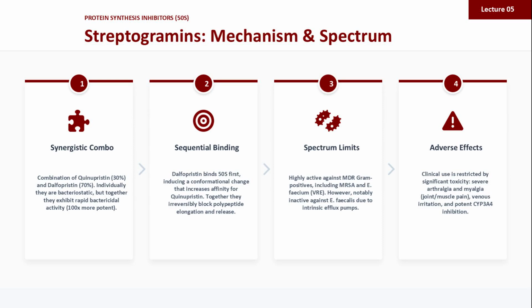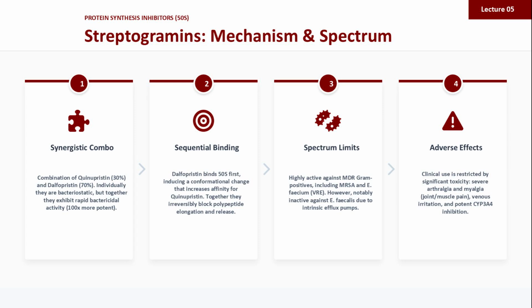Now coming to the spectrum, these drugs are mainly active against gram-positive bacteria, especially resistant ones like MRSA and VRE, Enterococcus faecium. However, an important limitation is that they are not effective against Enterococcus faecalis, mainly due to intrinsic resistance mechanisms like efflux pumps. So always remember, VRE: faecium yes, faecalis no.